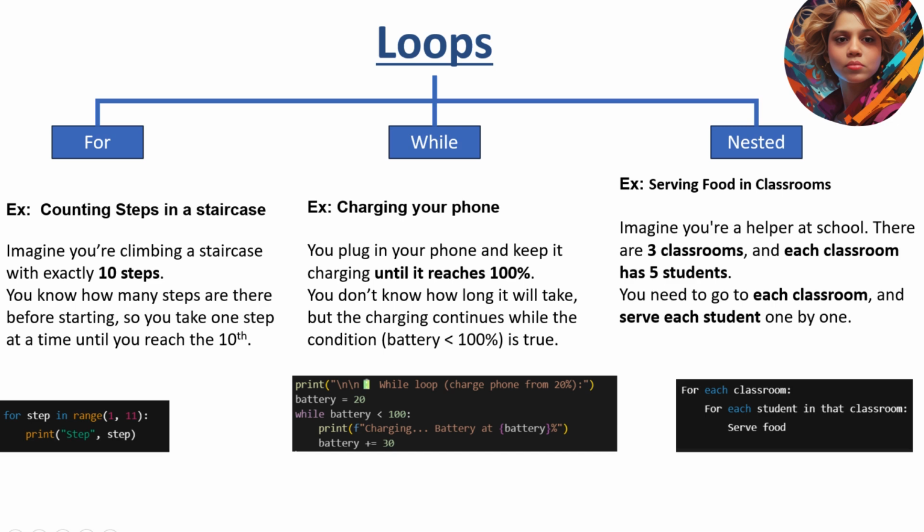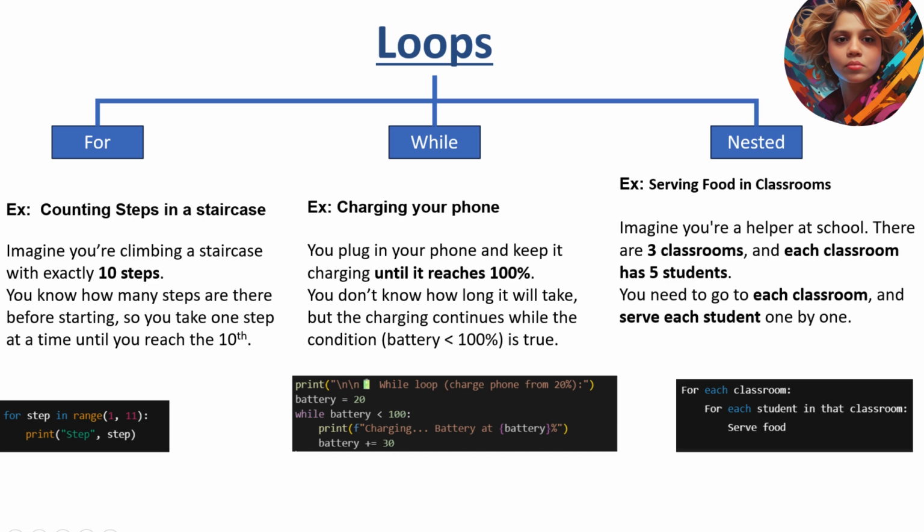For loop, counting steps. That's an example. Think of climbing a staircase. You know there are exactly 10 steps. So you take one step at a time until you reach the top. That is a perfect example for a loop where you know how many times something needs to be repeated.